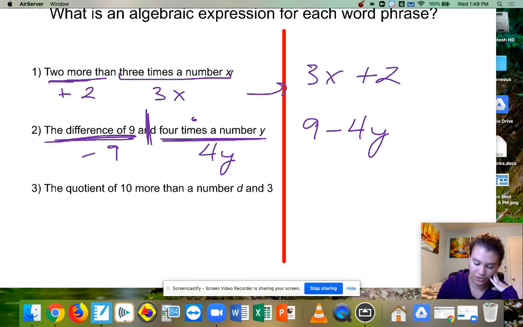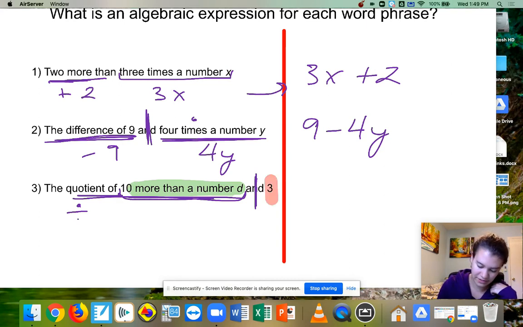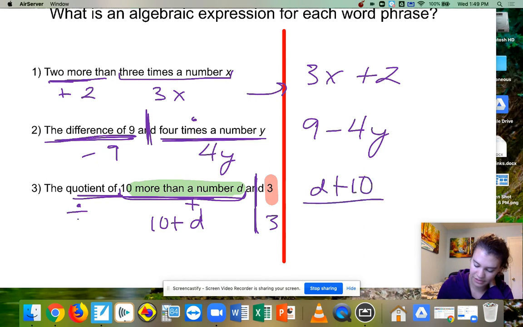Last one, we have a quotient of 10, so that's some sort of division, more than a number d, and here's where you're going to divide. So that's our indicator that this part has to go on top, and then anything after the and is going to go below. So we have 10 more than the number d, so this is a plus here. So we have to have 10 plus d, and then we were dividing by 3. So your answer will be d plus 10, or 10 plus d over 3.